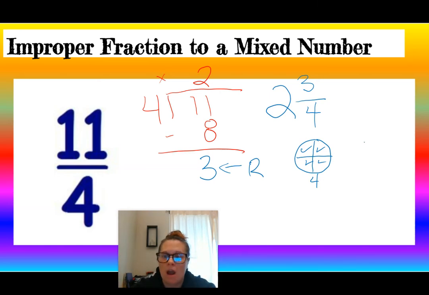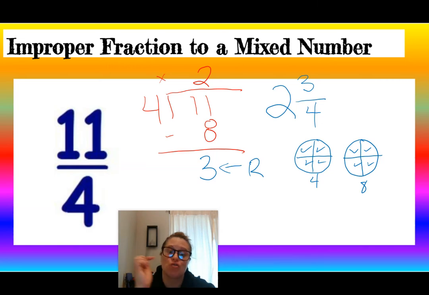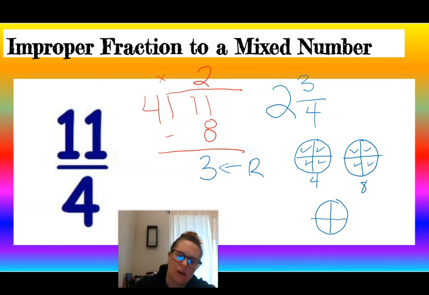Got to keep drawing. I'm going to draw one other whole and break it into 4 equal parts. Why? Because that is my denominator. So I got 4, I got 5, 6, 7, 8. Oh, okay, now I'm at 8. Is that 11? Nope, not 11. Draw one more. I'm going to draw another one like this and break it into 4 equal parts. Why? Because that's the denominator. So I was at 8, right? So I go 9, 10, 11.